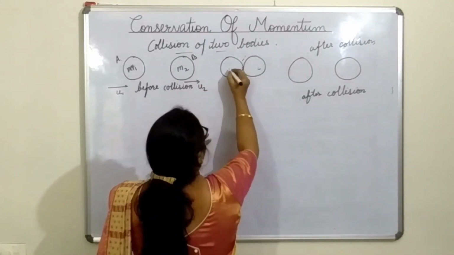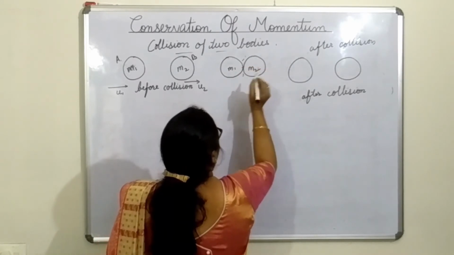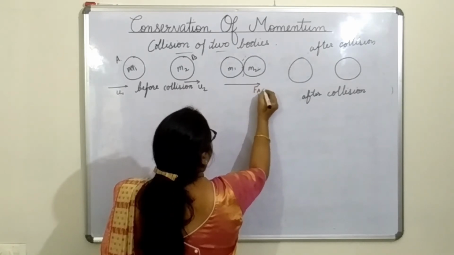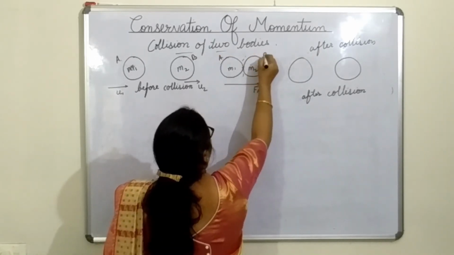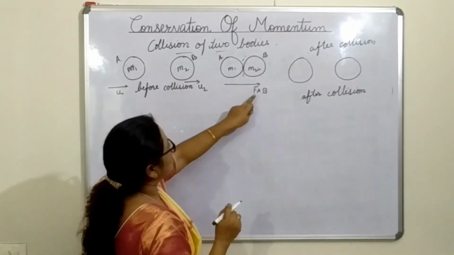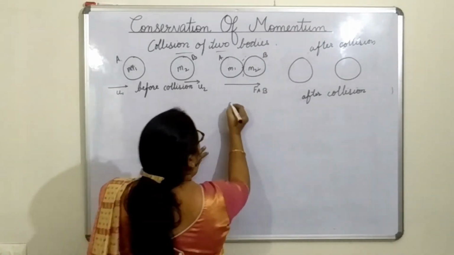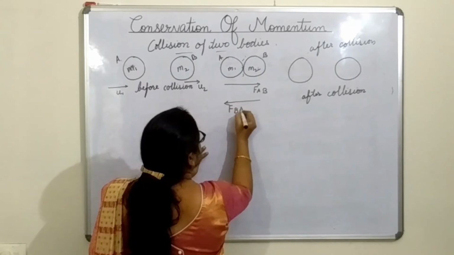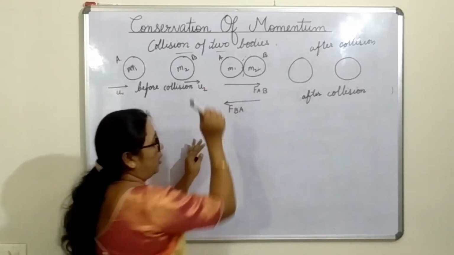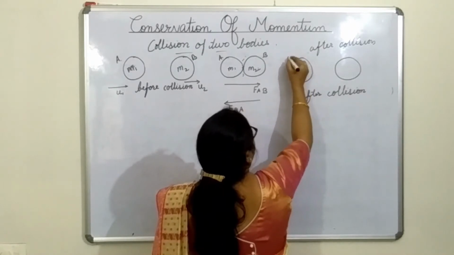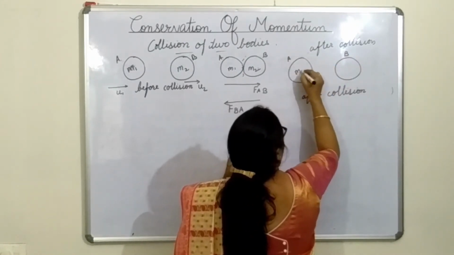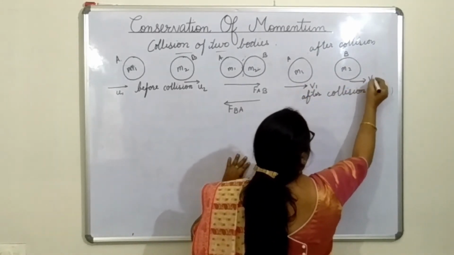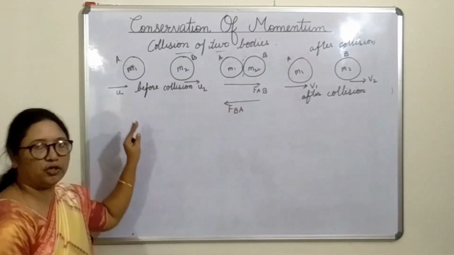When they collided with each other, then force FAB, this is A, this is B. FAB is the force exerted by A on ball B in this direction, and this is FBA, force exerted by ball B on ball A. Here after collision, this is A, this is B, mass m1, mass m2. Started moving with velocity v1 and with velocity v2. So this is the picture of the collision of two bodies.